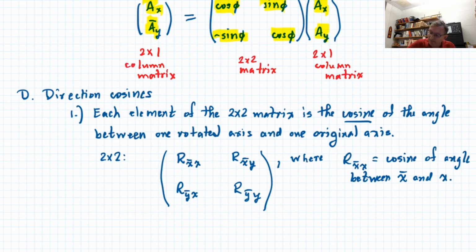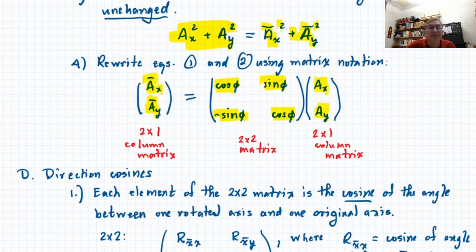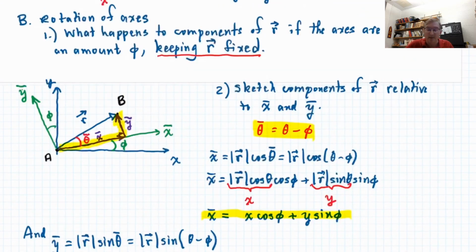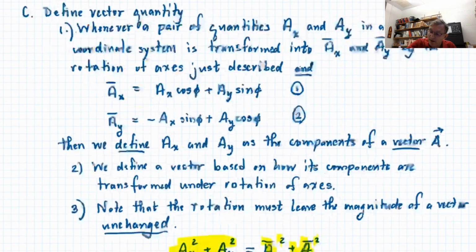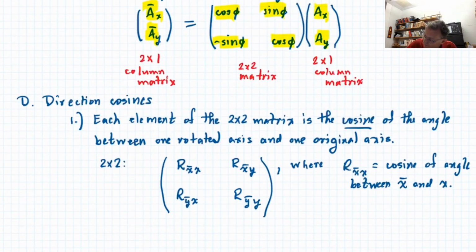Let's go back up and look at our picture. There it is. I want the cosine of the angle between x bar, okay, that's here, and x, right? The cosine of the angle between those two axes. Well, that's just the phi, isn't it? There's no doubt about that. So that would just be cosine phi, which is, of course, what our first element in the 2 by 2 matrix is right up above.